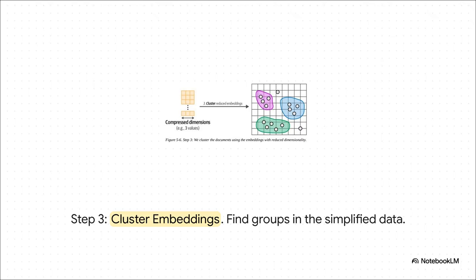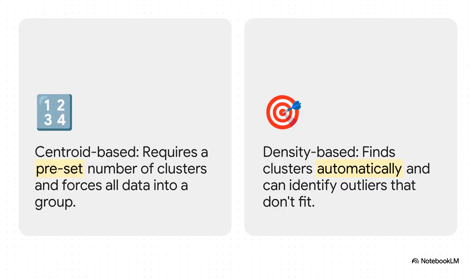This is when the actual groups are officially identified and our messy pile of text finally starts to have some real structure. But wait, which algorithm should we use? Well, there are two main flavors. You've got your centroid-based methods like the classic k-means, which make you tell them exactly how many clusters to find beforehand. But in the real world, how often do we actually know that?